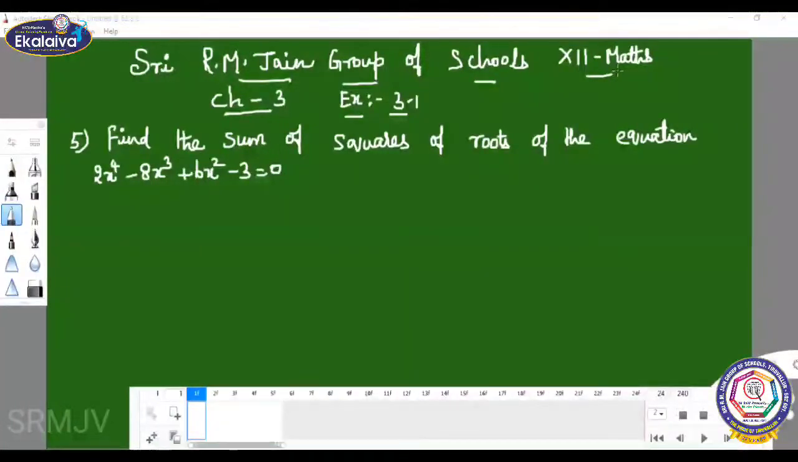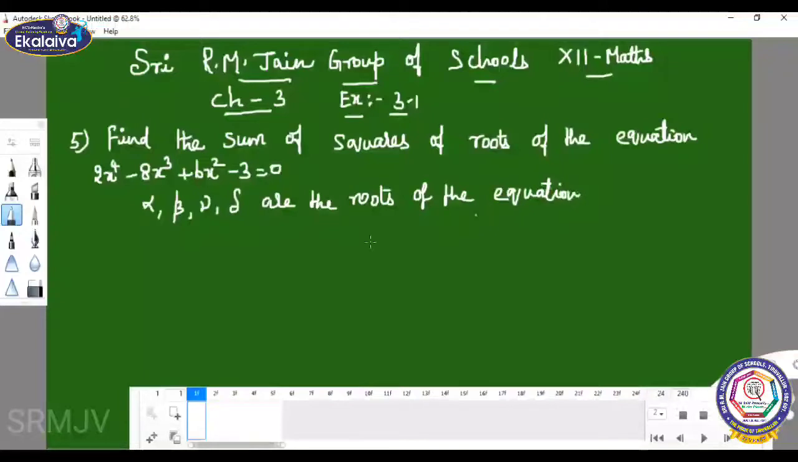See, this is 12th standard maths, chapter 3, exercise 3.1, fifth sum. Find the sum of squares of roots of the equation 2x power 4 minus 8x cube plus 6x square minus 3 equal to 0. You can take it as alpha, beta, gamma, delta are the roots of the equation.